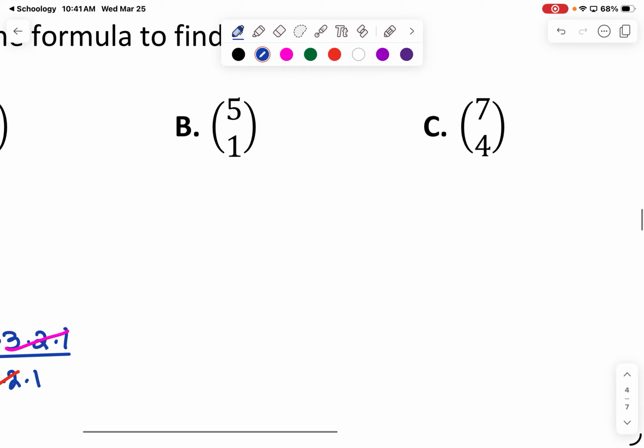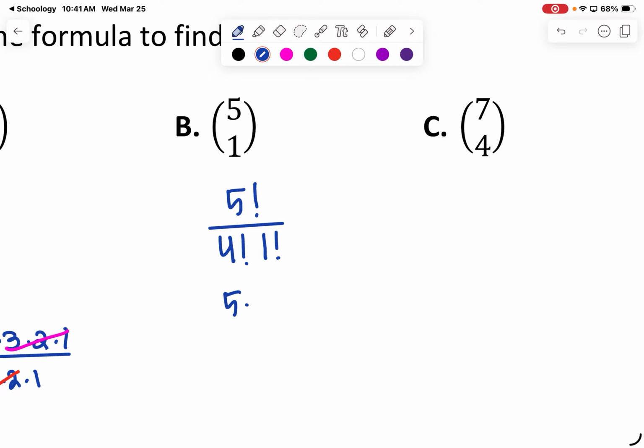All right, 5 choose 1. So that's 5 factorial divided by 5 minus 1, which is 4 factorial, times 1 factorial. So that is 5 times 4 times 3 times 2 times 1, right, over 4 factorial, which is 5. Okay, so this is just 5. I don't even know why I'm showing my work for that. That is 5.